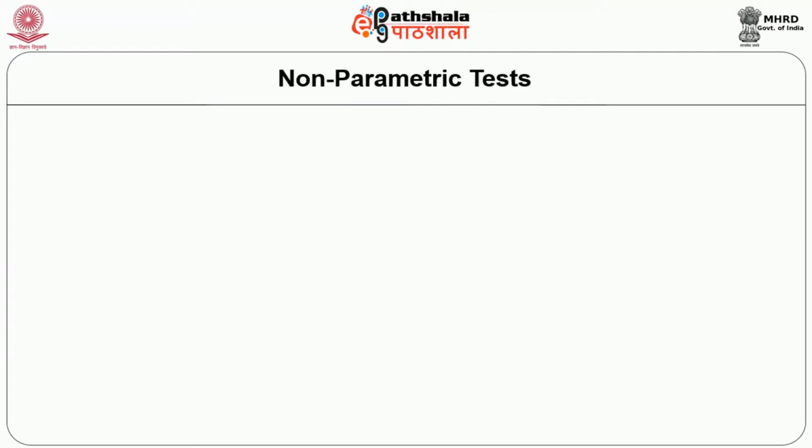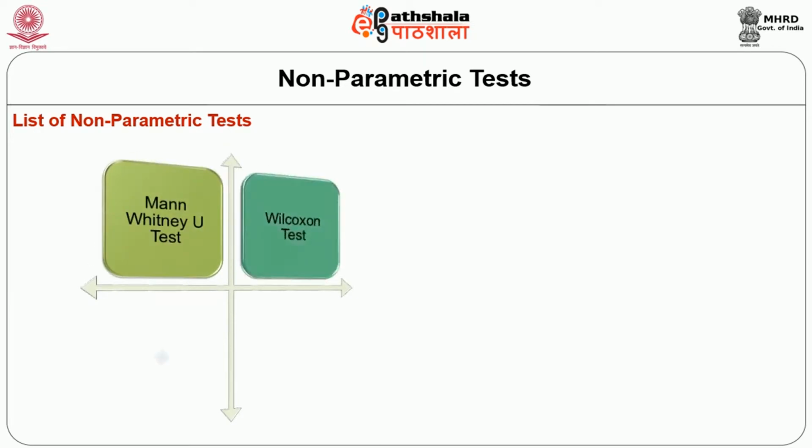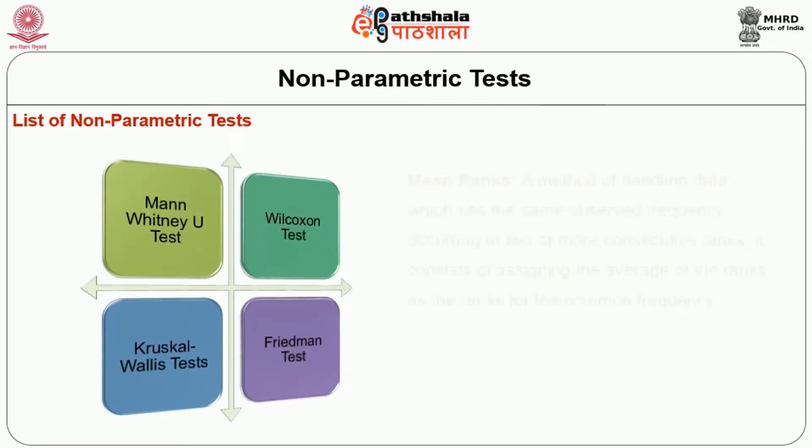Now, moving on to K sample, that is N sample. The equivalent for one-way ANOVA is the Kruskal-Wallis test and Jonckheere test. Considering the two-way ANOVA, the equivalent tests are the Friedman test and Cochran Q test. Moving on to correlation, the equivalent non-parametric test for Pearson correlation is Spearman correlation. The non-parametric tests discussed in this session are the Mann-Whitney U test, Wilcoxon test, Kruskal-Wallis test and Friedman test.